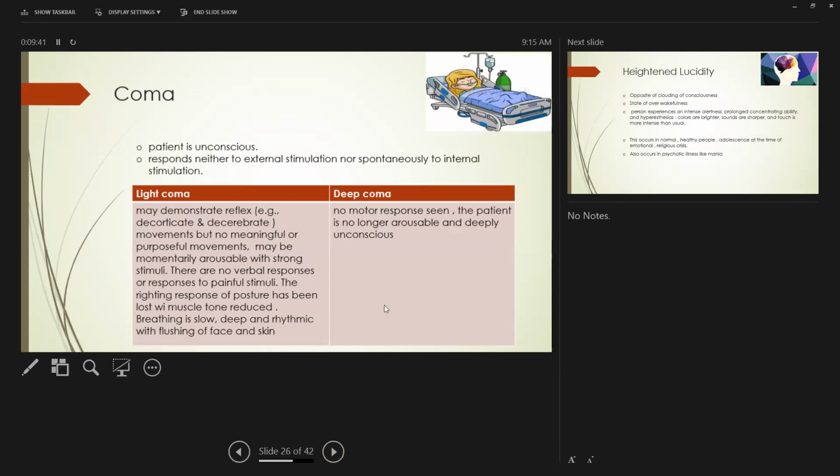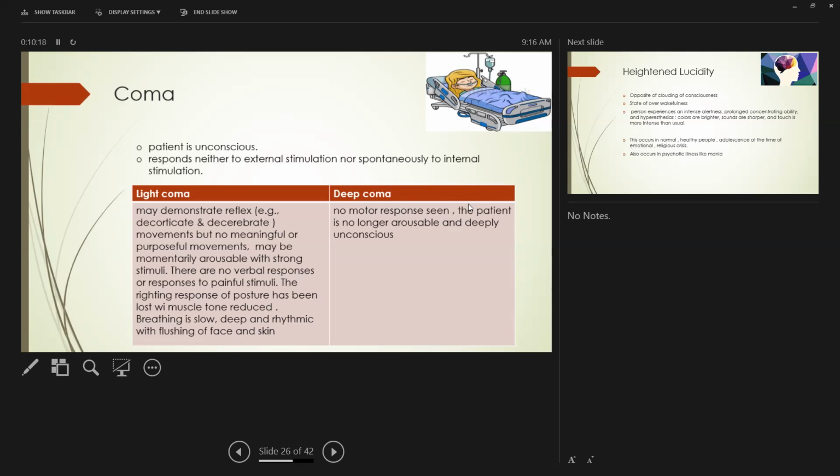Then there is coma. The patient here is unconscious. They respond neither to external stimulation nor to internal stimulations. Coma is divided into light coma and deep coma. In light coma, the patient may demonstrate some reflexes like decorticate or decerebrate. There can be movements, but no meaningful or purposeful movements. They may be momentarily arousable with strong stimuli. No verbal responses or response to painful stimulus. The righting reflex for posture is lost. Muscle tone is greatly reduced. Breathing is slow, deep, and rhythmic with flushing of face and skin.